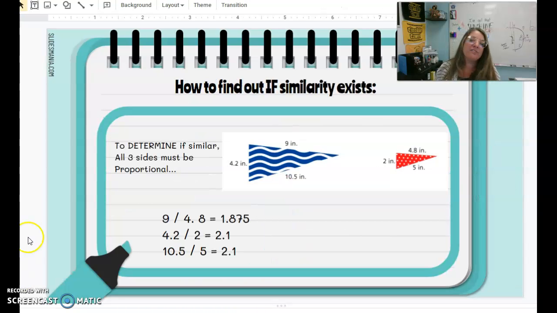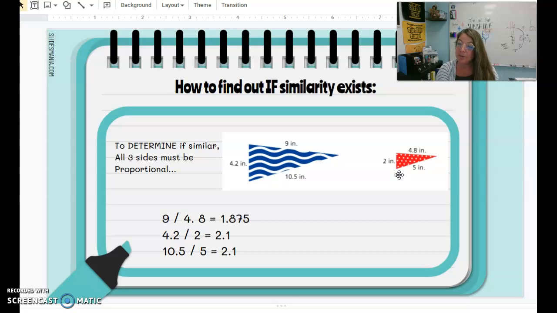Let's take a look at slide 5. One of the things that you're going to have to do is determine if things are similar to each other, if that similarity actually exists, okay? So if you take a look at these two triangles, this blue wavy one and this red polka dot one, they look pretty similar, right? One's a little bit bigger than the other. That's okay, but they look like they're kind of in the same shape-ish, right? The same kind of dimensions.